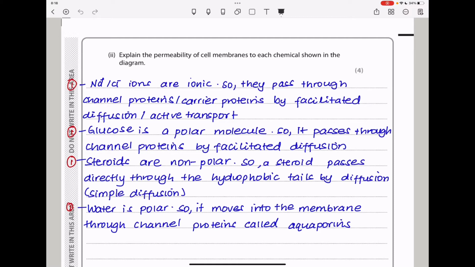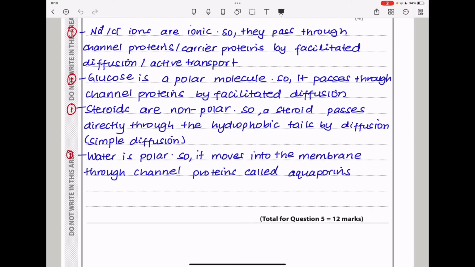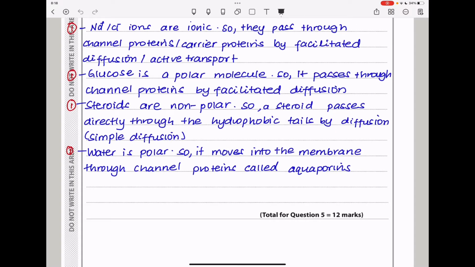Since steroids are nonpolar, a steroid can pass directly through the hydrophobic tails by diffusion, or what people call simple diffusion. And lastly, water is polar, so it moves into the membrane through channel proteins, which are called aquaporins. Water will not directly go through the membrane because it's going to be polar. It will not be able to go through the hydrophobic tails. So this brings us to the end of question 5. Let us continue to question 6.